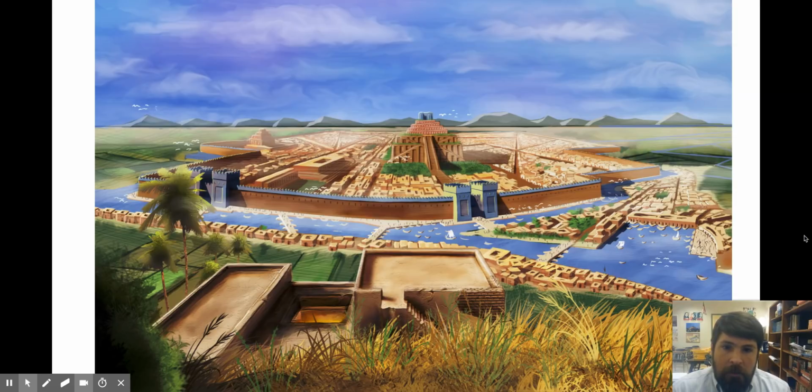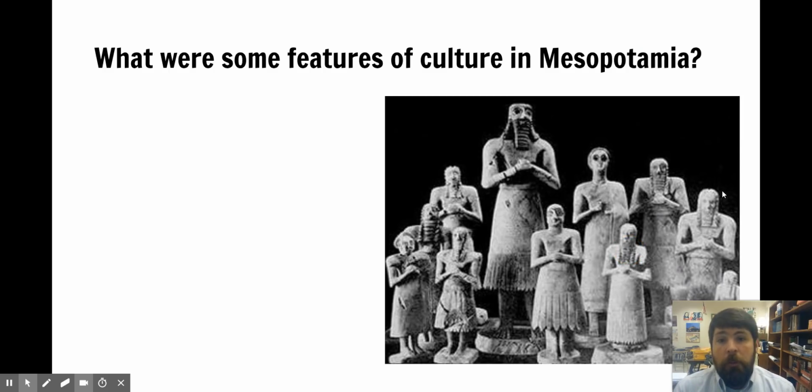You can see that this city-state has walls around it and has a ziggurat temple in the center, and that there is farmland scattered all around the exterior of the wall, and that there are irrigation ditches channeling the water from the river to the crops that are growing in those fields. Because of this, it led to a surplus of food in Mesopotamia, and it led to complex societies with many of the features of civilization.